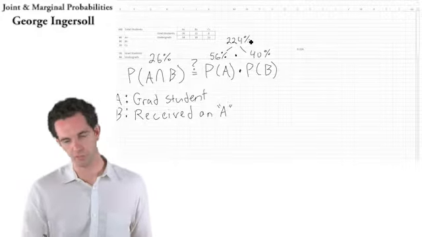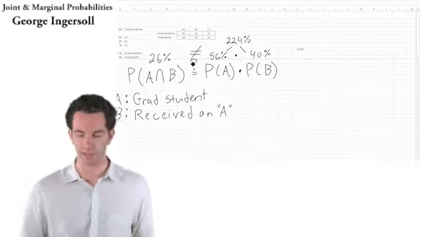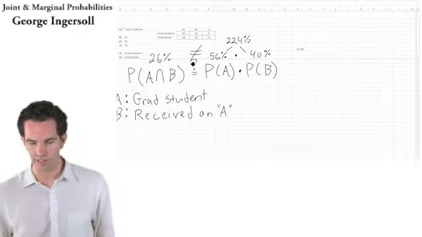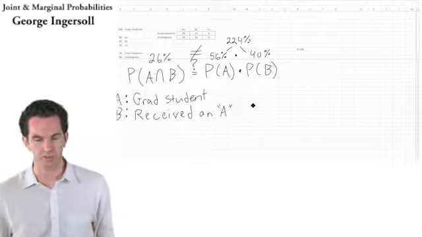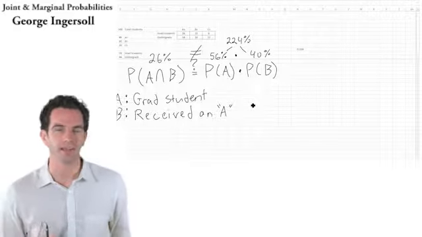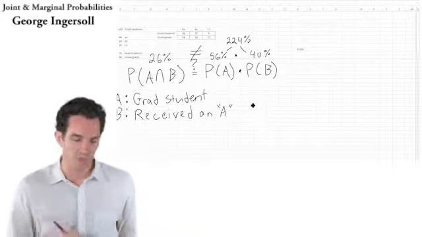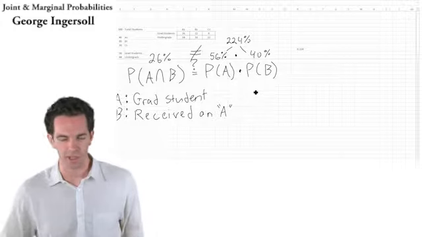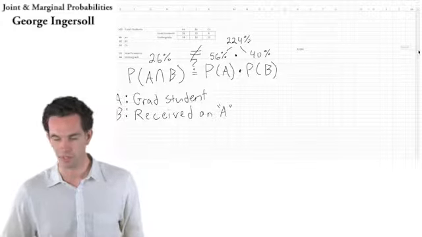Does 22.4% equal 26%? No, it does not. So these are not independent events. Okay, that tells us that there is a relationship between being a grad student and earning an A. It doesn't tell us the direction of the relationship, but we can figure that out, actually. In fact, we can do one better than that. We can go ahead and figure out what that relationship is.